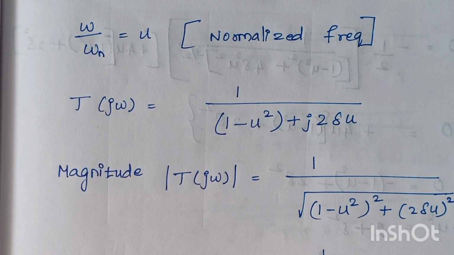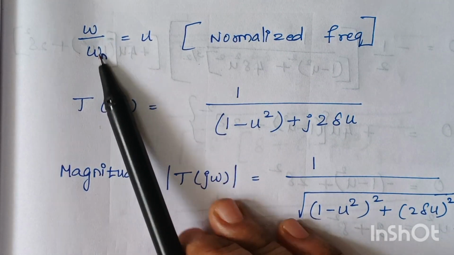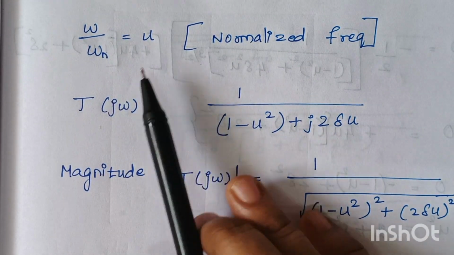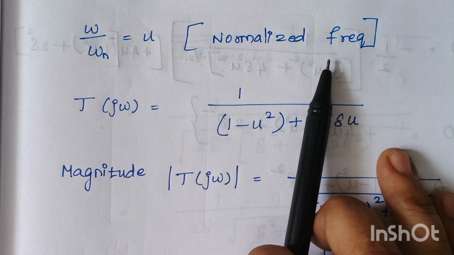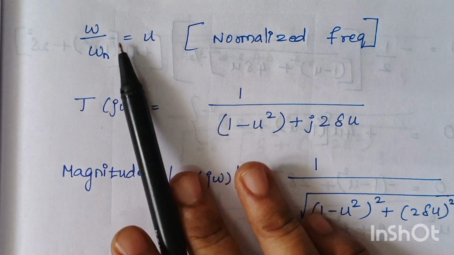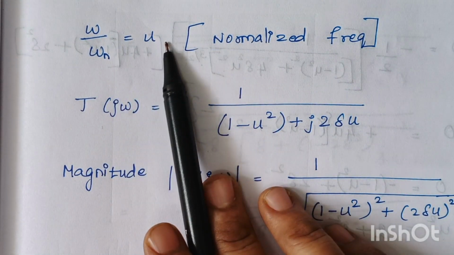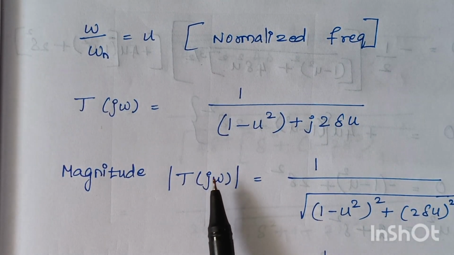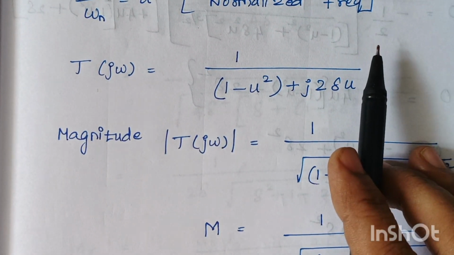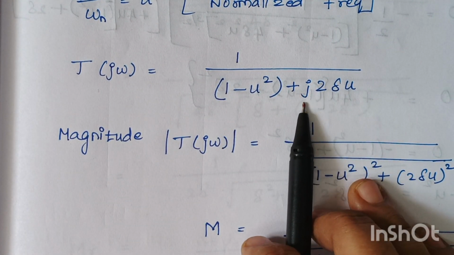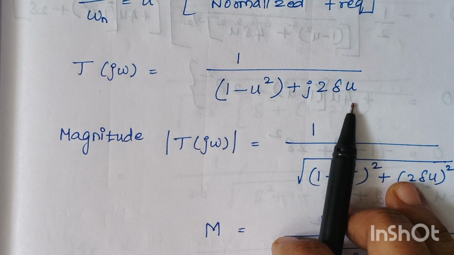Since we are having omega by omega n, we represent that term as u, and this is known as normalized frequency. So when you substitute omega by omega n as u, our expression gets modified as 1 minus u square plus j into 2 zeta u.